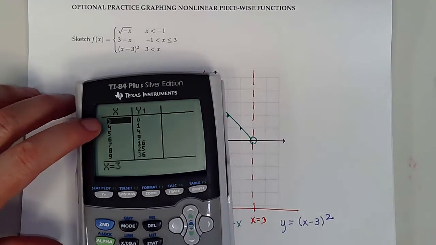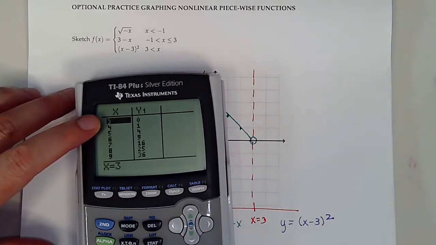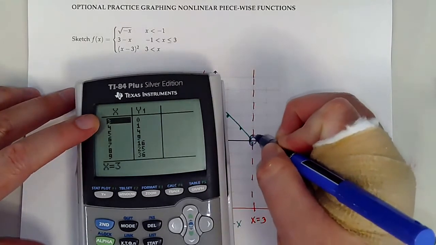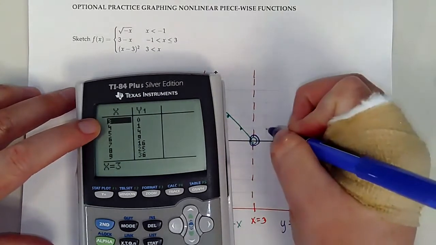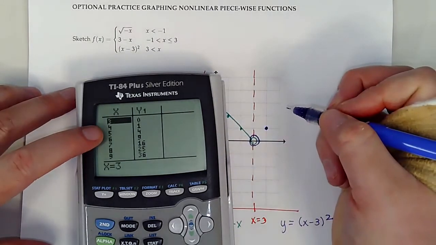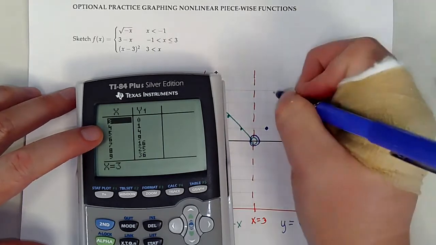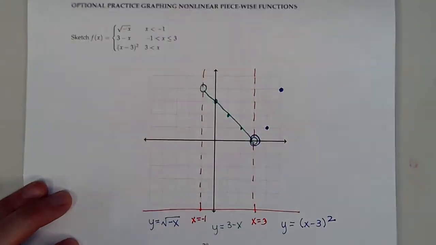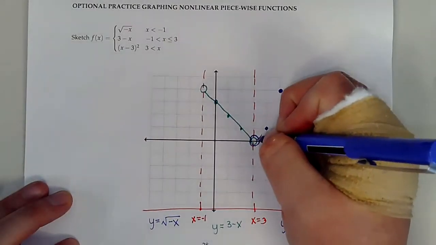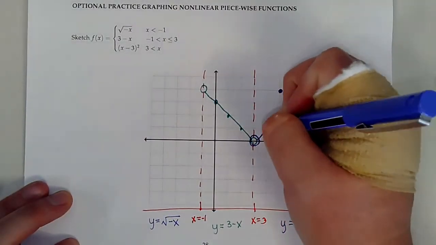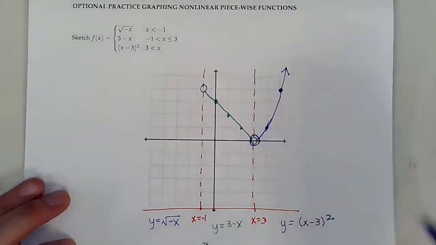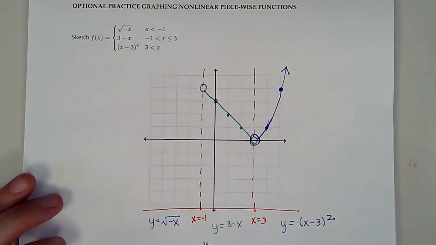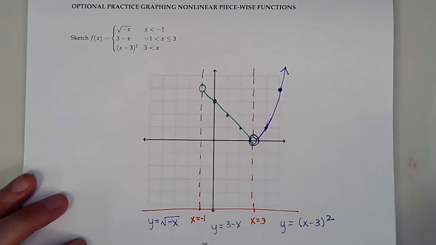So it tells me when x is 3, y is 0, which is right here. When x is 4, I get a 1. And when x is 5, this thing is equal to 4. Okay, so it gives me 3 dots there. And since I do know that this is a parabola, or I could look at the graph, I know it's got this kind of curve to it. So it'll look like this. We'll come back and deal with that hollow dot in a minute.